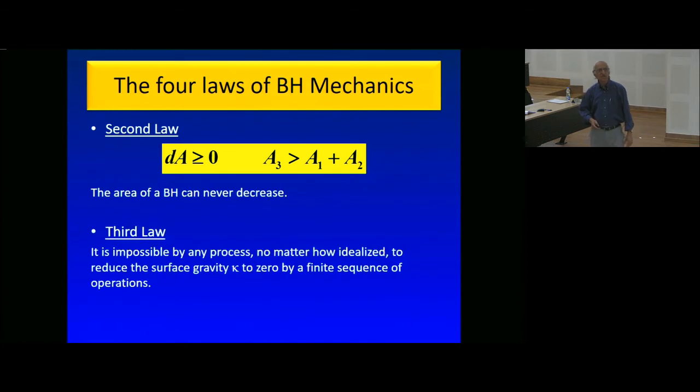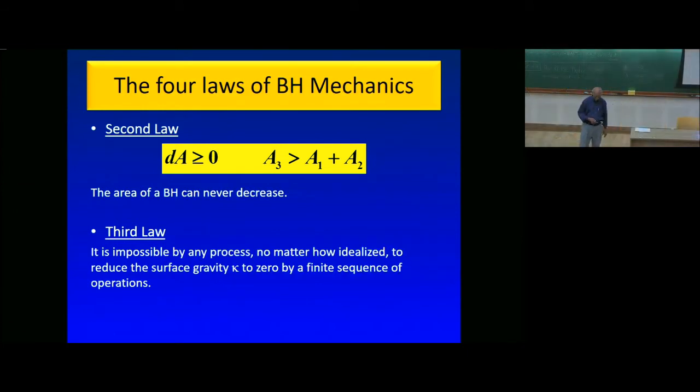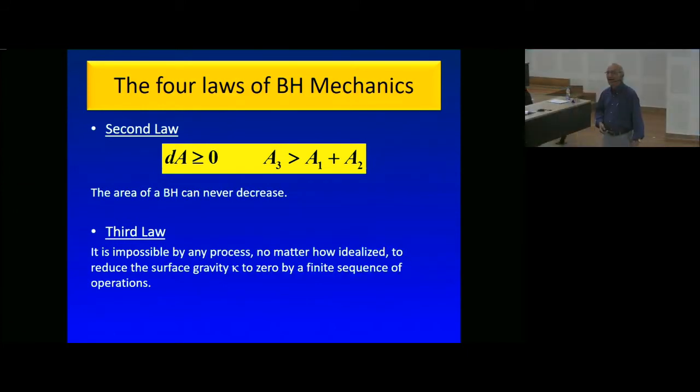And then the third law of black hole mechanics says that it is impossible by any process, no matter how idealized, to reduce the surface gravity kappa to zero by a finite sequence of operations. The third law of thermodynamics says it's impossible by any process, no matter how idealized, to reduce the temperature of a body to the absolute zero of temperature by a finite sequence of operations. Obviously, the phrasing has been borrowed from thermodynamics. So these theorems created a great deal of buzz.